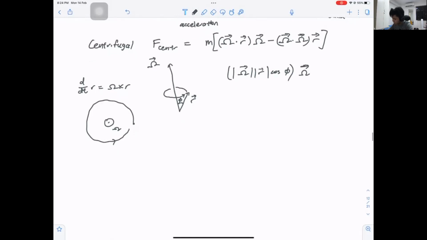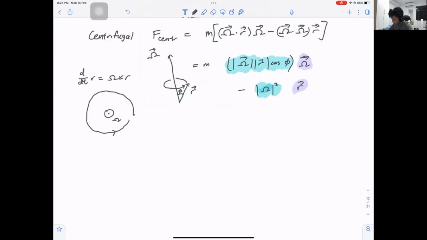Okay, and then you subtract away the length of omega squared, and then your r. So there's two things to pay attention to over here. One is the length. These are lengths. The ones in blue are the lengths, and the ones in purple are the directions.